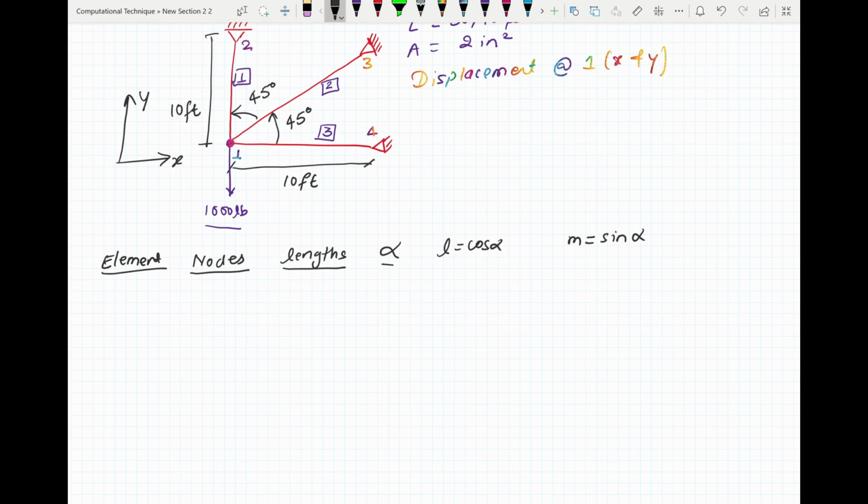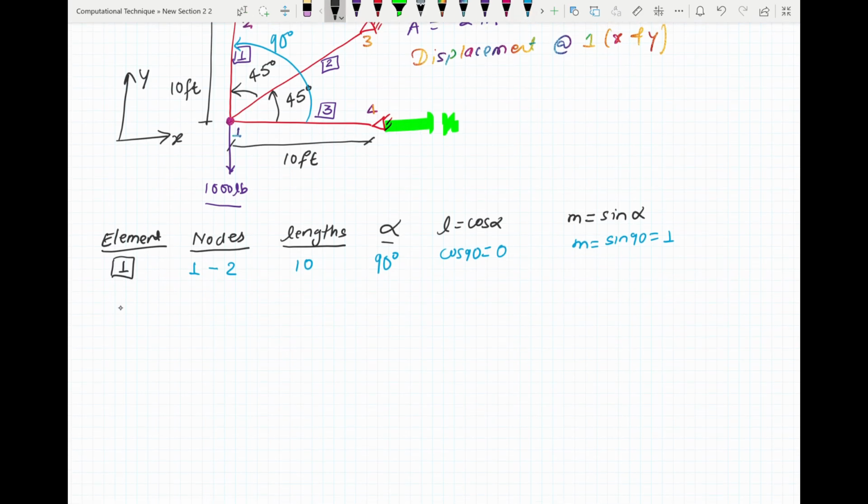Now for your element number 1, which is this one, you can see the angle made with the horizontal x-axis is 90 degrees. Therefore alpha will be 90 degrees, the nodes will be 1 to 2, and our length is 10 feet. Therefore our L will be cos 90, that equals 0, and M will be sine 90, that equals 1.